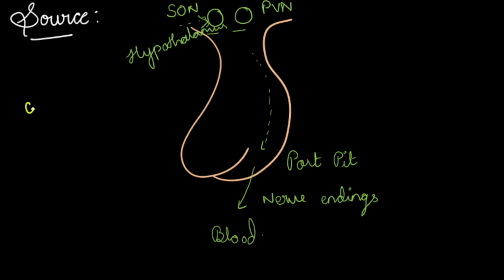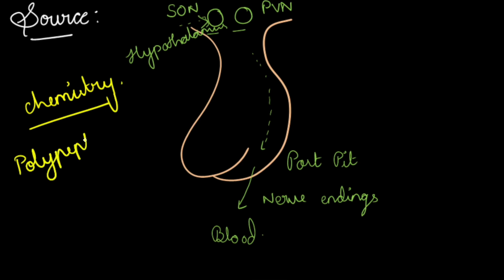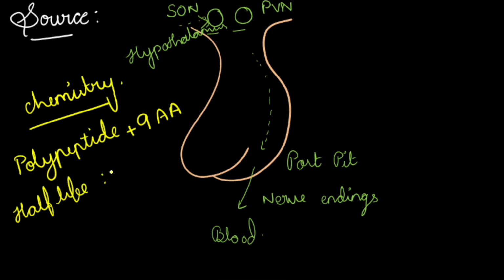And regarding the chemistry, it is also a polypeptide hormone, and it is made up of 9 amino acids, which is very similar to oxytocin. In the previous video we had discussed this. And regarding the half-life, it is 18 to 20 minutes, but in the case of oxytocin it is only 6 minutes. Here ADH has a longer half-life compared to oxytocin.